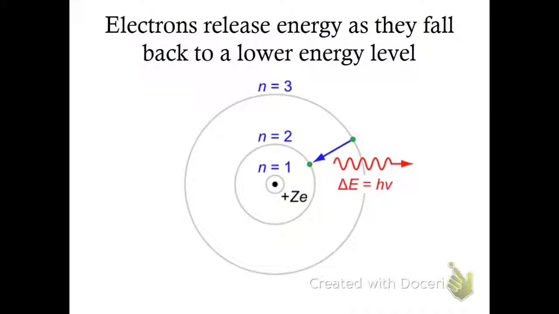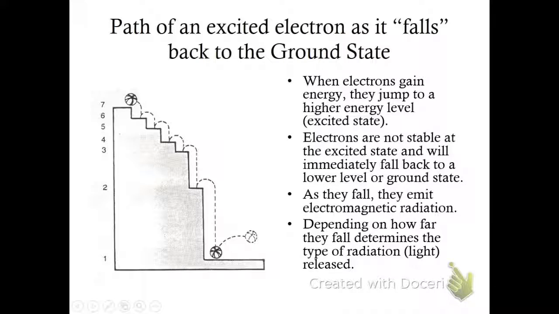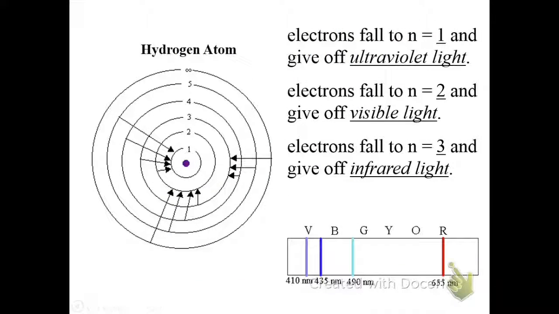Here's a diagram showing that as an electron falls from a higher energy level back to a lower energy level, it emits light. Think of it as a basketball bouncing downstairs, and as it bounces, the sound that a basketball makes is kind of equivalent to the light that an electron gives off. Just for one specific example, with a hydrogen atom, electrons that fall all the way to the first energy level give off ultraviolet light. When they fall to the second energy level, they give off visible light. And when they fall to the third energy level, they give off infrared light.